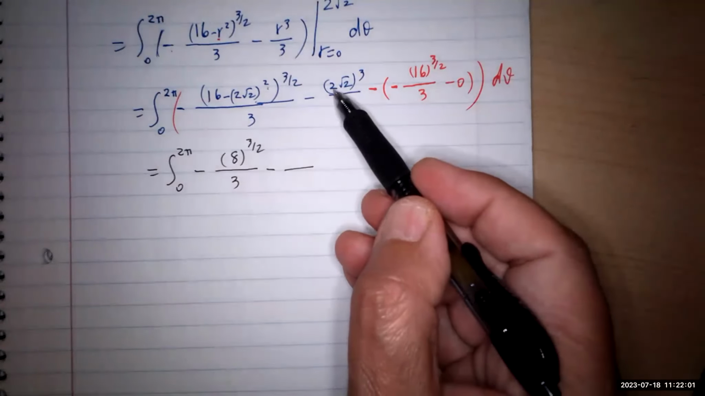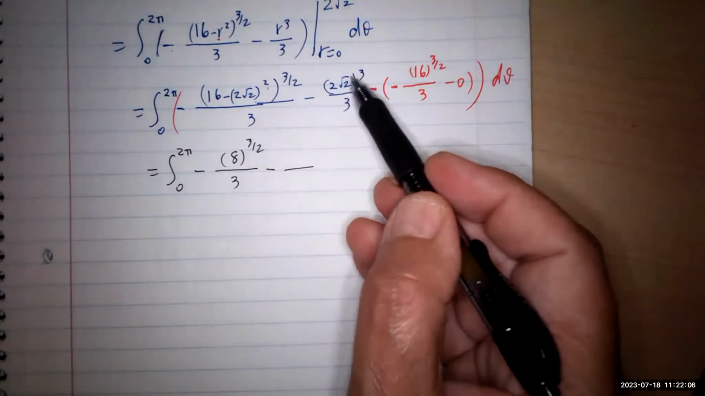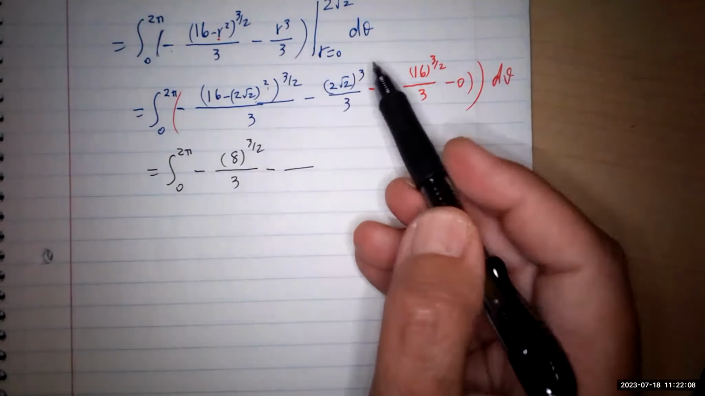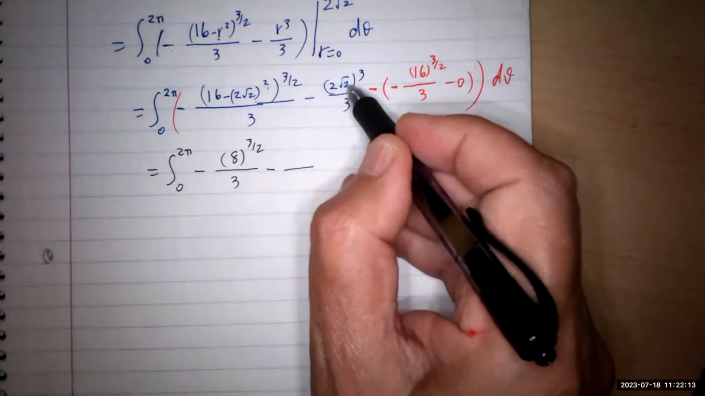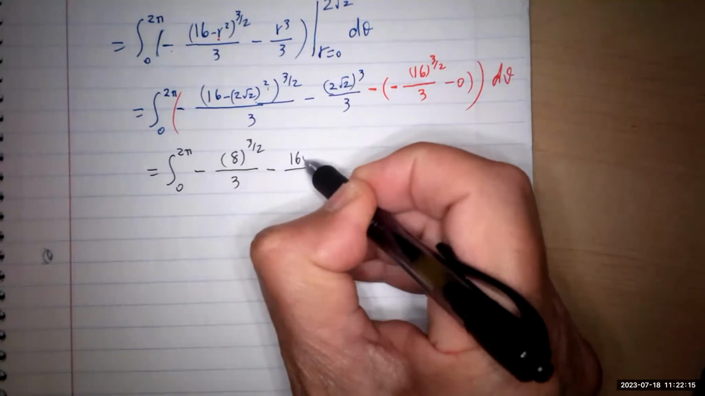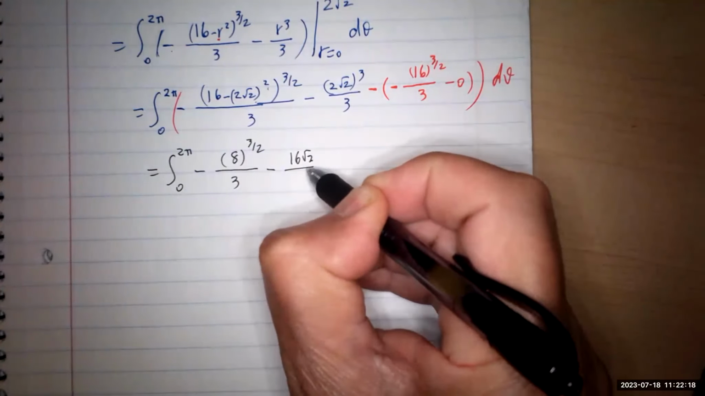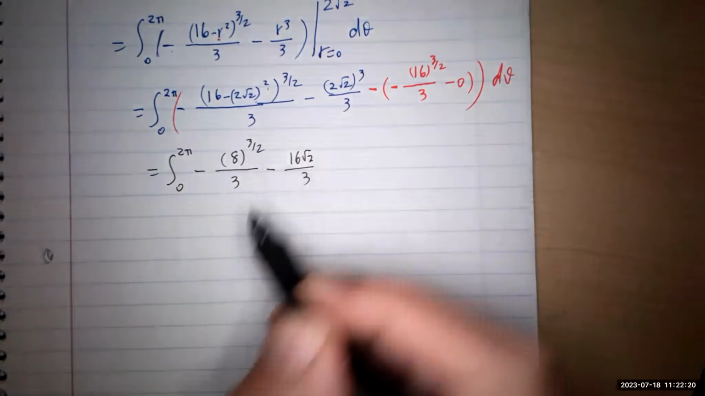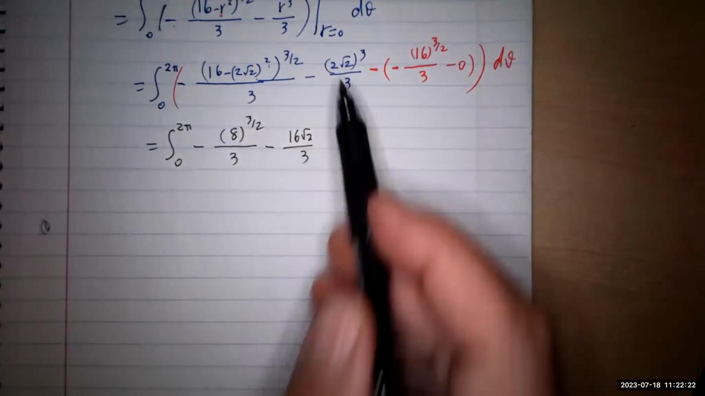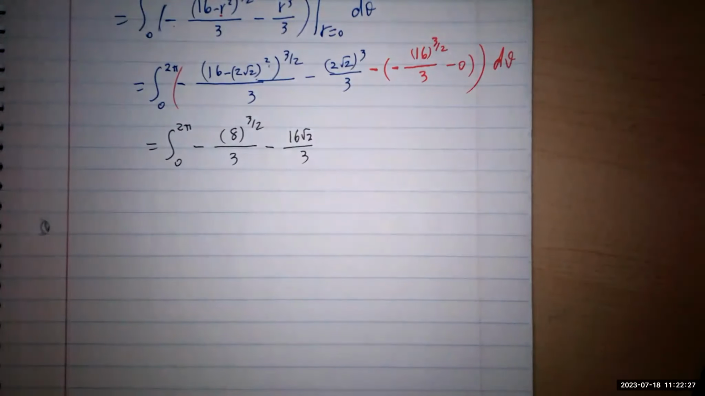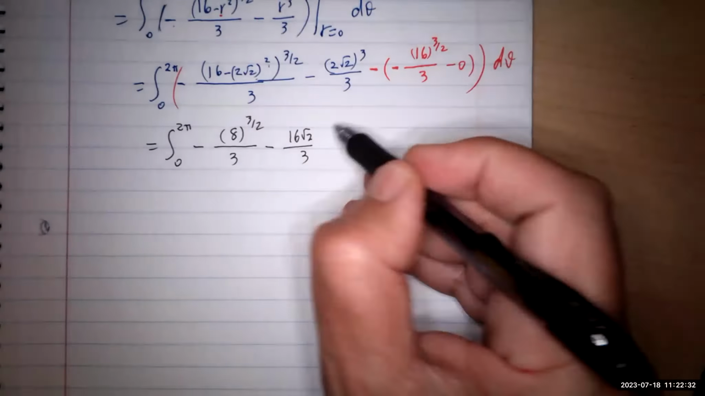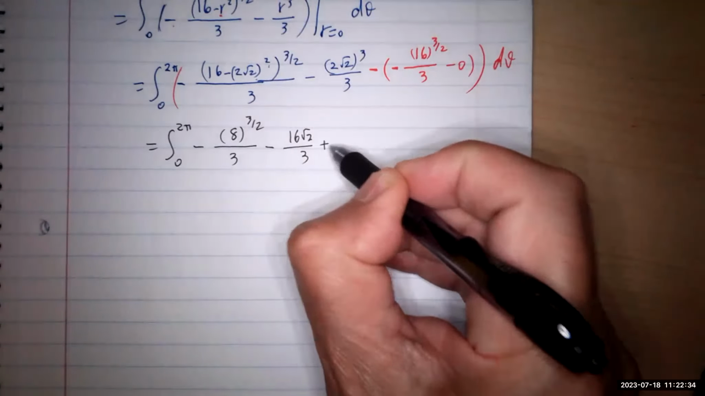Okay, this is it. So 2 cubed would be 8, and radical 2 cubed would be 2 radical 2. 2 times 8 is 16. It's going to be 16 radical 2 over 3. I think that's it. That's going to be 1. Negative would be positive. This would be positive.